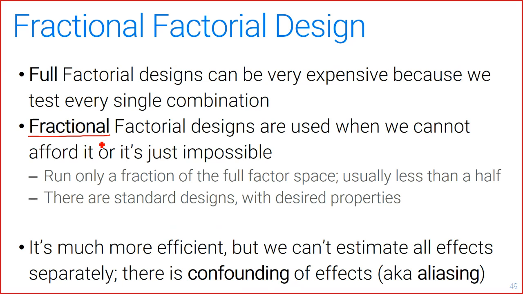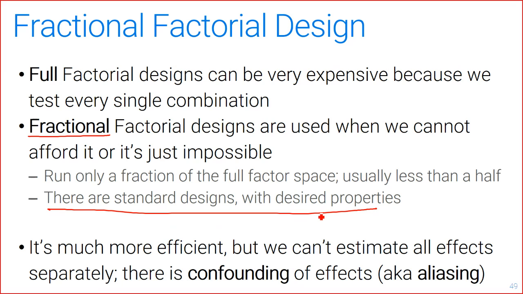And the idea is essentially that out of the full factorial design, we only run a specific combination of the factors. We only run a portion of the full design study. And so every time we cannot afford the full thing, we can run a fraction of it. There are standard designs with desired properties. I'm not going to get into them, but just know that it's more efficient. So we do not need to run the whole thing. We can run only a few instances.